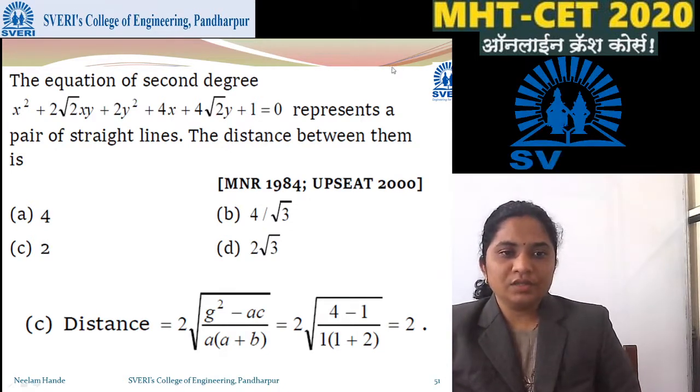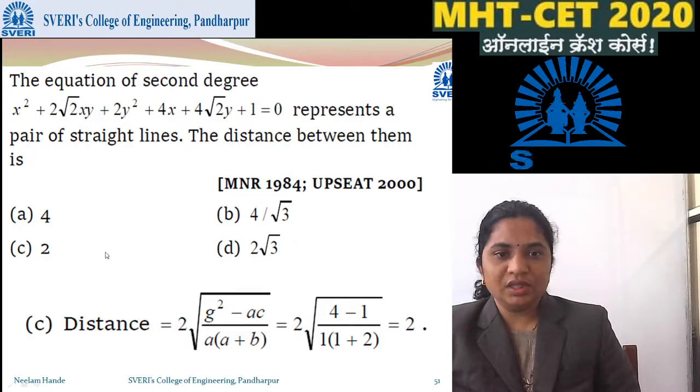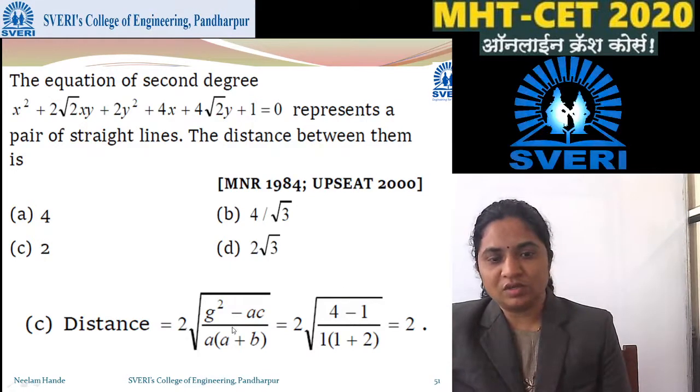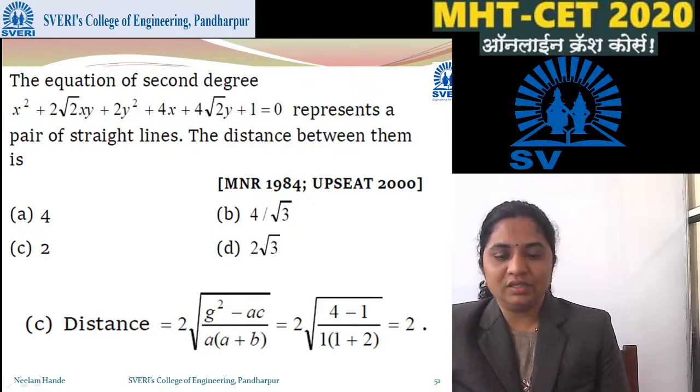Next, the equation of the second degree. It is one equation representing a pair of straight lines, and we need the distance between them. Again, it is a pair of straight lines, so we can directly use this formula: 2 into root of g square minus ac upon a into a plus b. Substitute and find it is equal to 2.